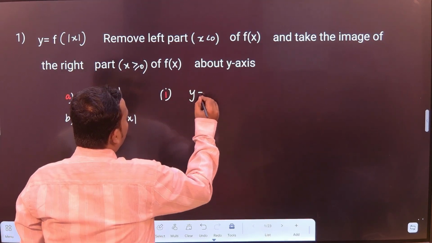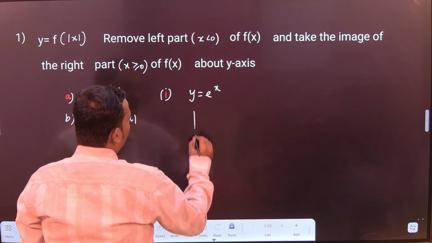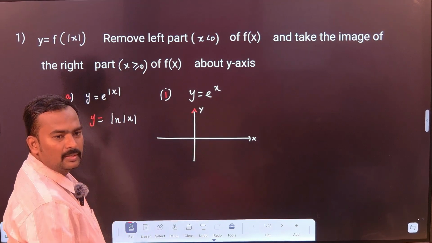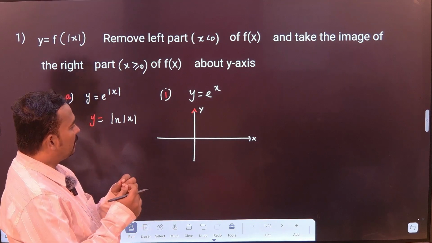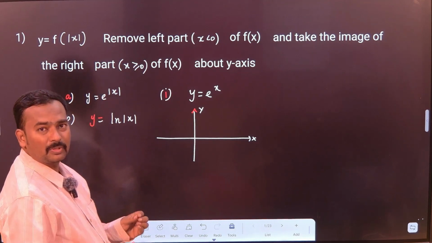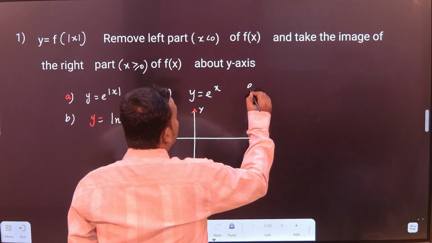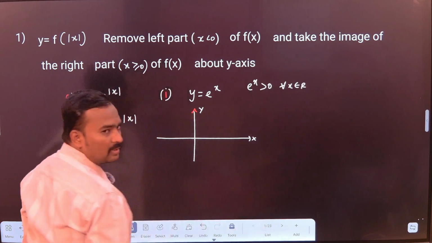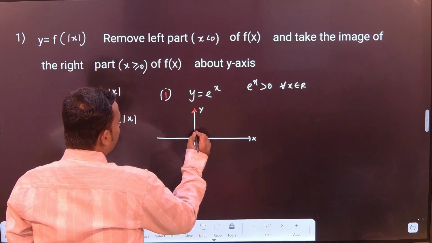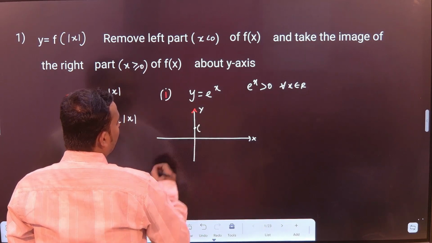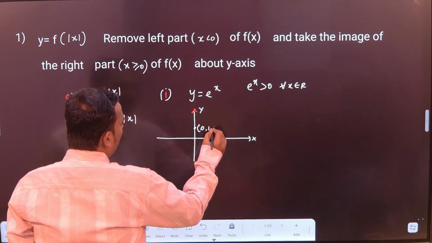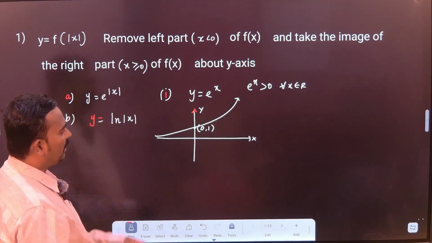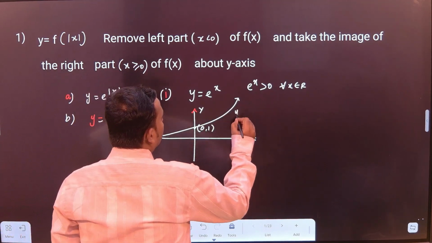You can see, first, the reference graph is e power x, you can consider. You know the e power x graph, right? This is the x axis, this is the y axis. The x intercept is not possible because e power x is strictly greater than 0 for all x belonging to real numbers. Clear? So this is the exponential curve. The y intercept is 0 comma 1, right? We already discussed this. So this is your e power x graph.